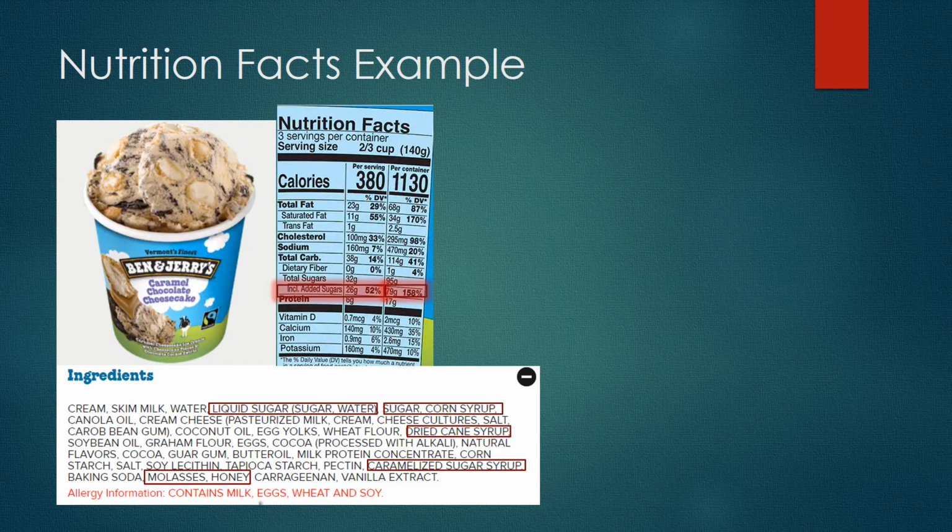When reviewing the ingredients list, you can see cream, skim milk, water, and liquid sugar, which is sugar and water, plus sugar and corn syrup are added. Midway through the list, one can eventually see dried cane syrup, and later caramelized sugar syrup, molasses, and honey.